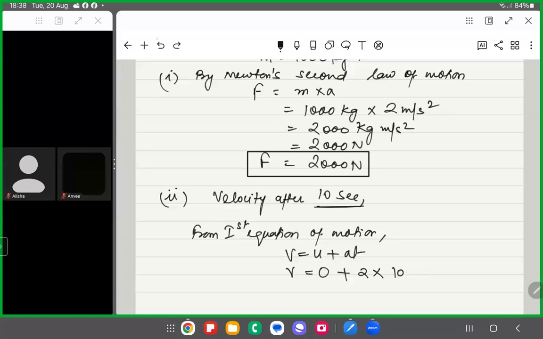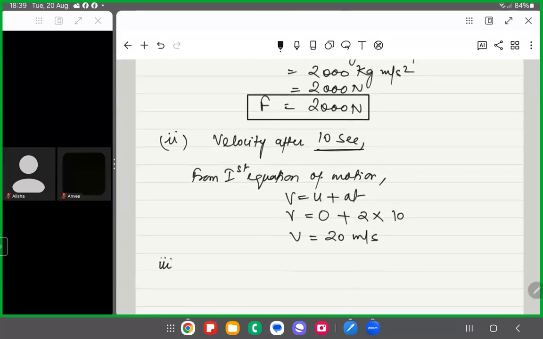Are you getting that? Okay. So v is equal to u plus at, u is 0, acceleration is 2 meter per second square and time is 10 seconds, right? So this will be 20 meter per second. So what will be the velocity of the car after 10 seconds? That is 20 meter per second. It is moving with an acceleration of 2 meter per second square, and the force provided by the engine is 2000 Newton, so it will attain some velocity after some time. After 10 seconds, its velocity will be 20 meter per second.